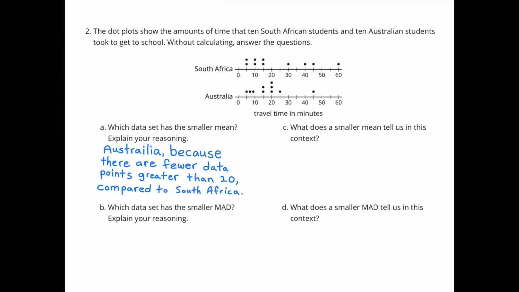The data set for the Australian students has the smaller mean because there are fewer data points greater than 20 compared to South Africa's data set. B. Which data set has the smaller MAD? Explain your reasoning.